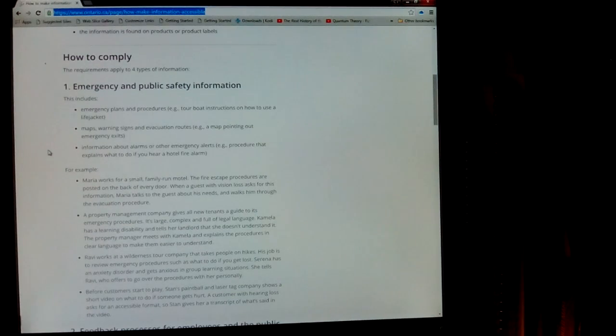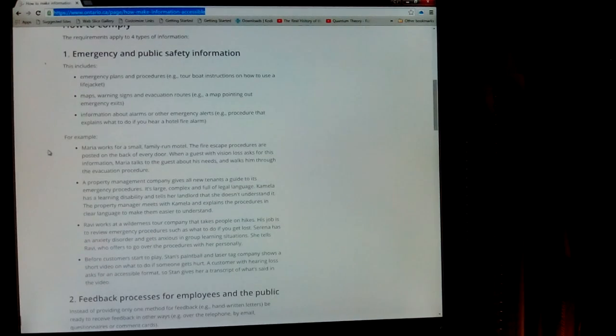How to comply. The requirements apply to 4 types of information. Number 1, emergency and public safety information. This includes emergency plans and procedures, for example, tour boat instructions on how to use a life jacket. Maps, warning signs, and evacuation routes, for example, a map pointing out emergency exits. Information about alarms or other emergency alerts, for example, procedures that explain what to do if you hear a hotel fire alarm.